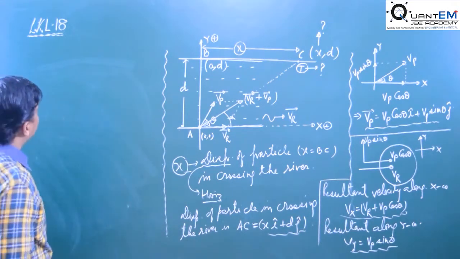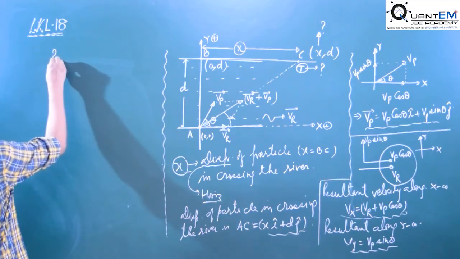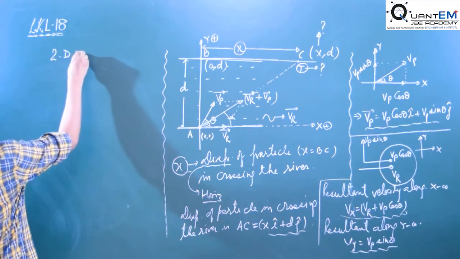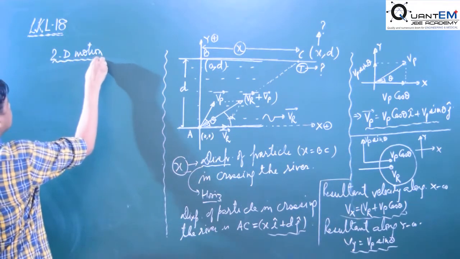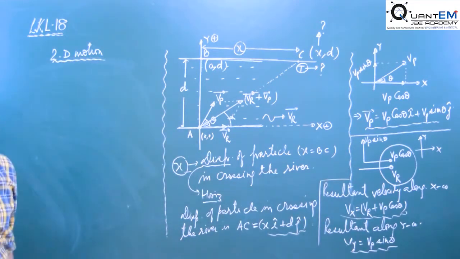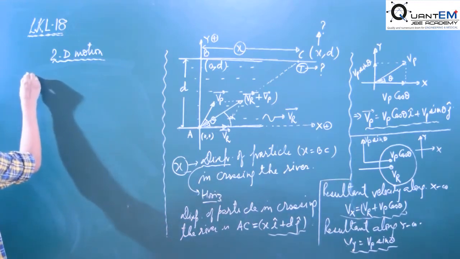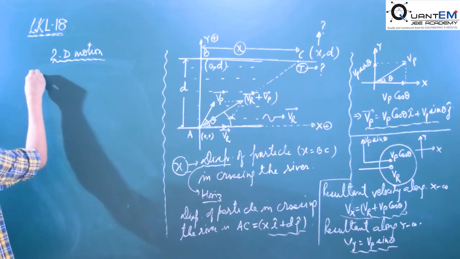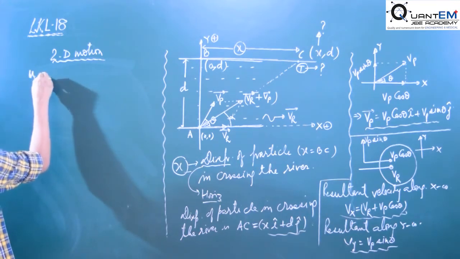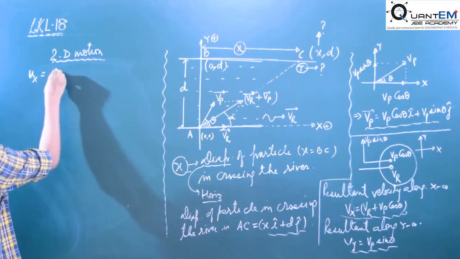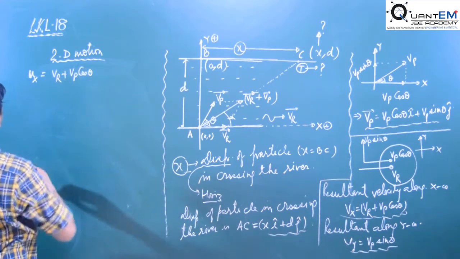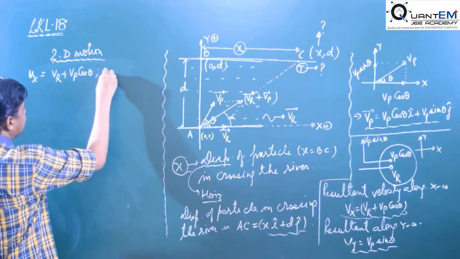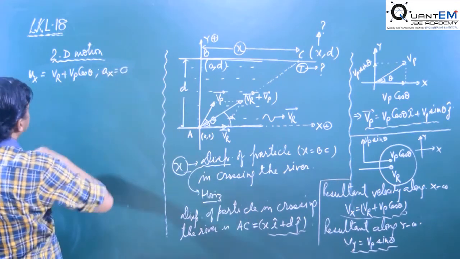Now see, the motion is what? It is the case of two-dimensional motion. Okay. Now what is the velocity along x coordinate? Suppose the initial velocity along x coordinate, that we have, Vr plus Vp cos theta. Is there any acceleration? No. Acceleration along x coordinate is 0.